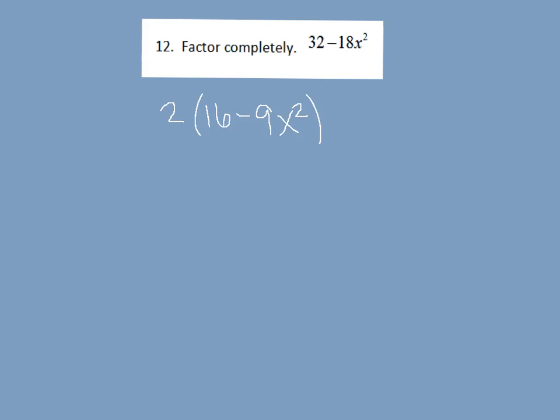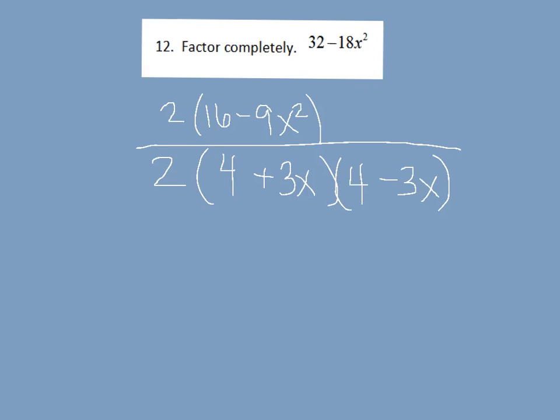Again, my 2 comes down. I have 2 sets of parentheses. Plus in one, minus in the other. My 16 gets broken up into 4 and 4. My 9x squared gets broken up into 3x and 3x. That's it.